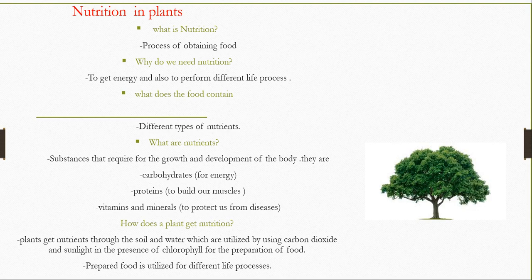So why does the plant need nutrition, children? The plant needs nutrition in the same way the life processes take place in the animal body. In the same way those life processes take place in the plant also. Why? Because a plant is also considered a living organism. The plant also utilizes nutrition for respiration, for transportation of food, and also for preparation of the food.